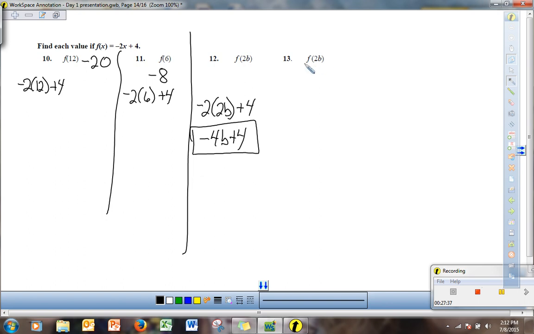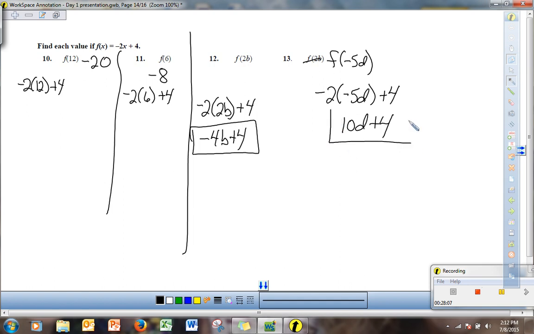And it looks like I have a typo here. This should be f of negative 5d. So to do this one, I've got negative 2 times negative 5d plus 4. Negative 2 times negative 5 happens to be positive 10d plus 4. These are not like terms, so stop. Don't try to solve it because there's no equal sign with it either.